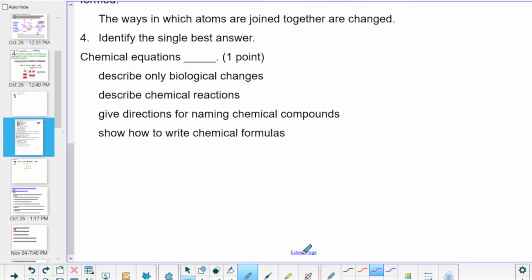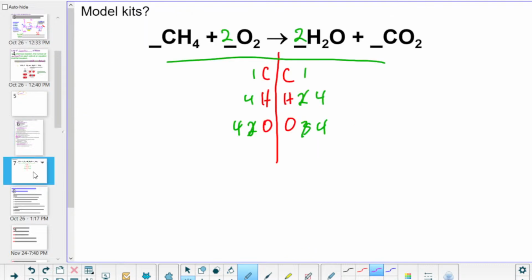Last one. Ariel. Louder? Chemical equations describe chemical reactions. Yeah. They're not only biological, they don't give directions, and they don't show how to write chemical formulas. So that's the best one. We did that one.